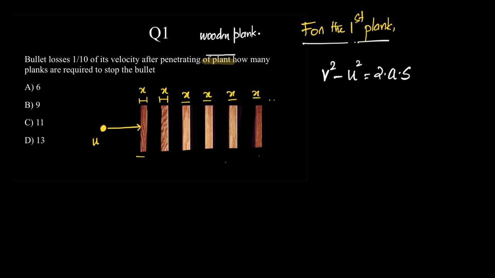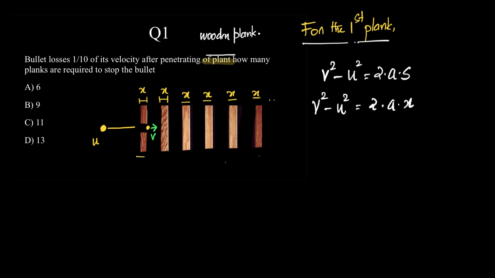Now, the bullet emerges out of the plank with velocity v. So let us say this is how the bullet emerges out of the plank. When the bullet is at this point, the velocity is v. So what is the distance moved? It is x. We can write v square minus u square is equal to 2 into a into x.